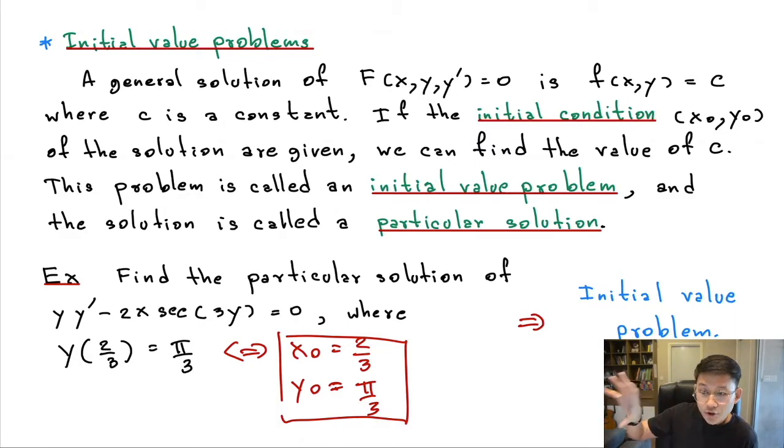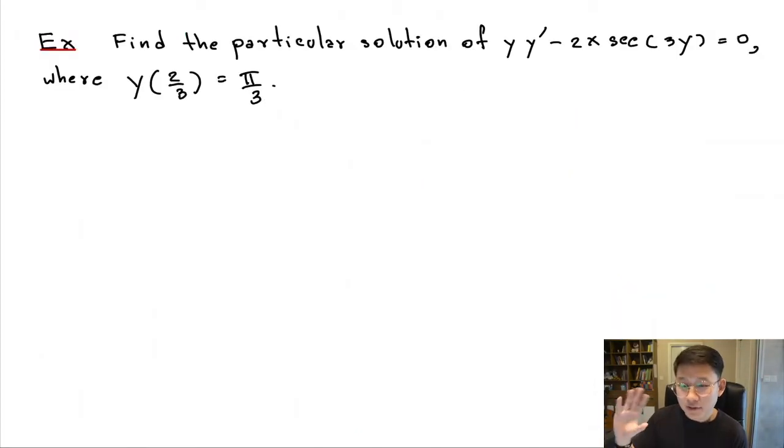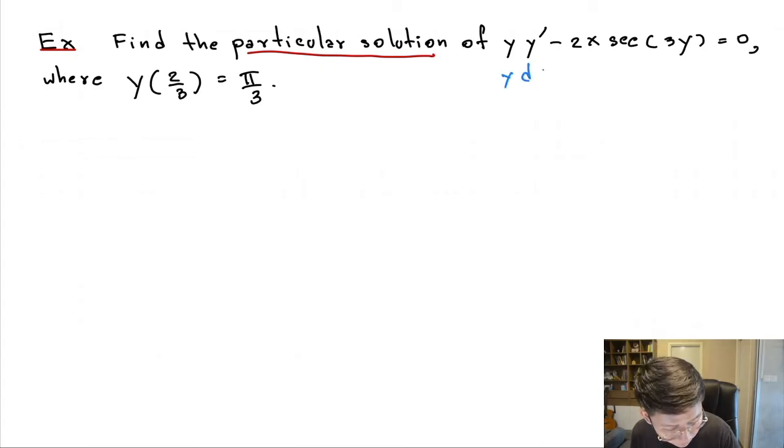We call the solution a particular solution, not a general solution. So you can use this condition to get rid of c, the constant term. Find a particular solution of this equation where y of 2/3 is pi divided by 3. This is the initial value problem. So you can find a particular solution, not only the general solution. We'll see how to do that. First, we'll need to look at the differential equation. It could be separable, but it's very unclear, because first, it's not even in the differential form, right? So we'll change that first.